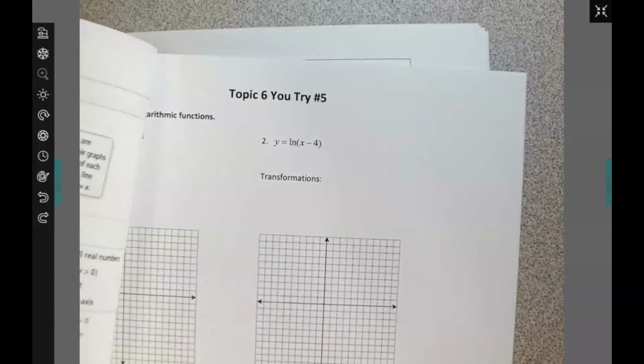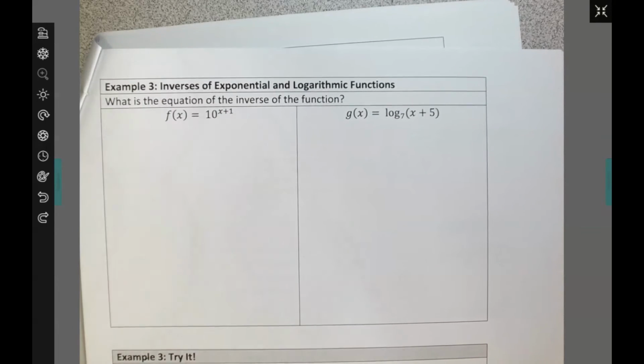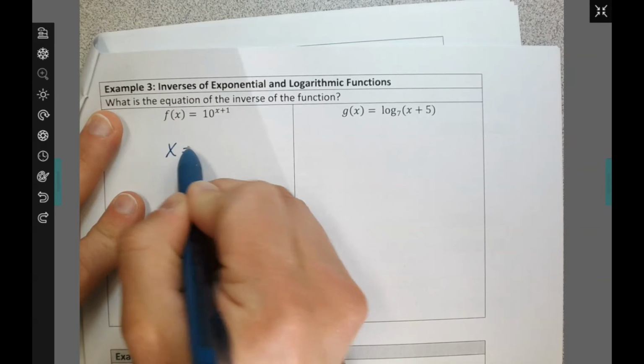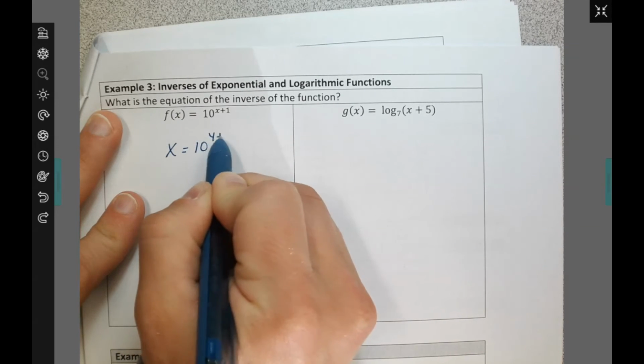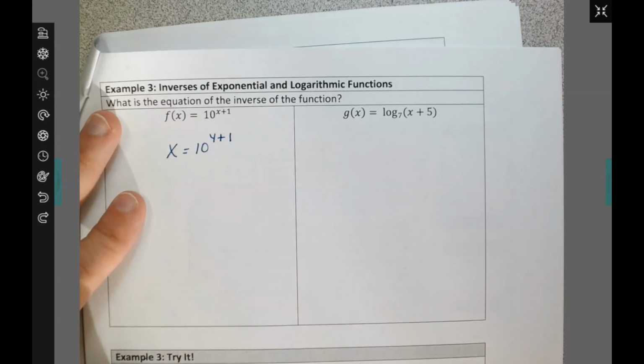Okay, the last example we have in 6.4 talks about inverses. Really, we cover this in 6.3, but it's a good refresher. For an inverse, you're switching x and y. Okay, so for this first one, if I switch x and y, I'm going to have x equals 10 to the y plus 1. And then we know that for an inverse, we want it to be y equals when it's all said and done.